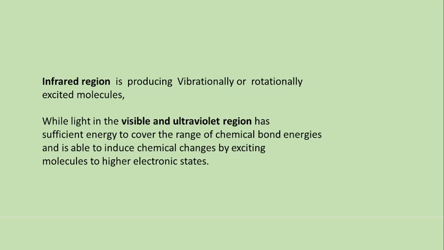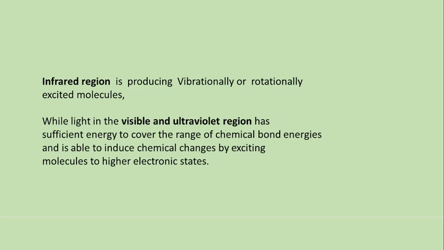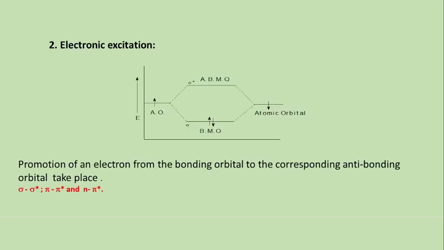Similarly, infrared produces vibrational and rotational changes in the excited molecules. While the light in the visible and ultraviolet has sufficient energy to cover the range of chemical bond energy and is able to induce chemical changes by exciting molecules to higher electronic states.